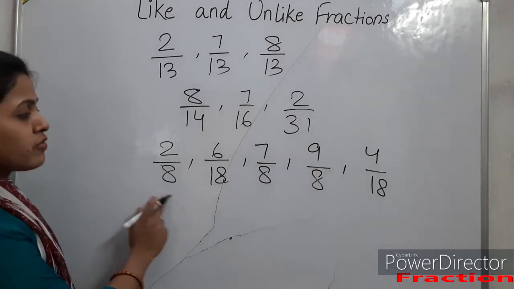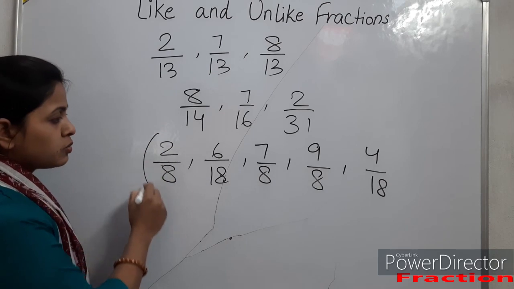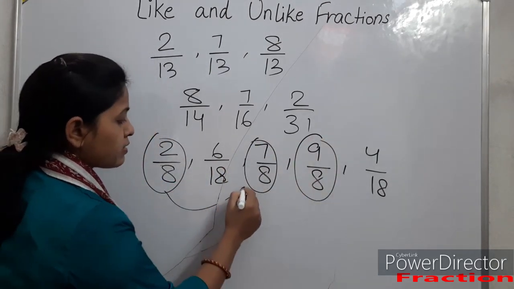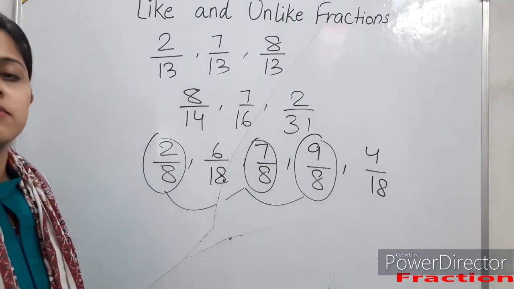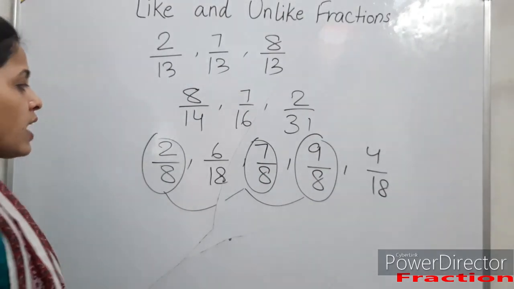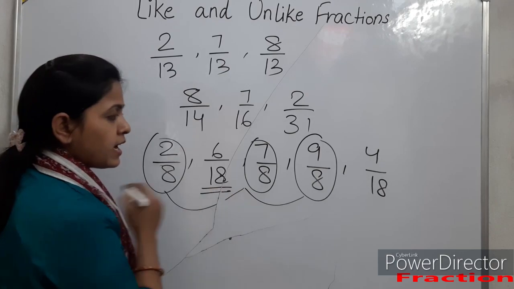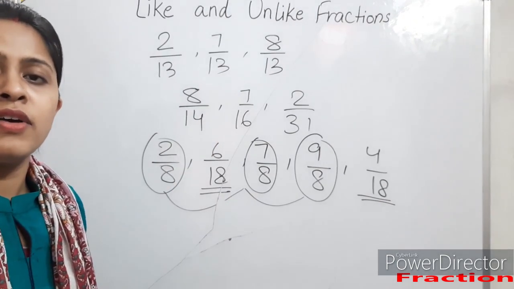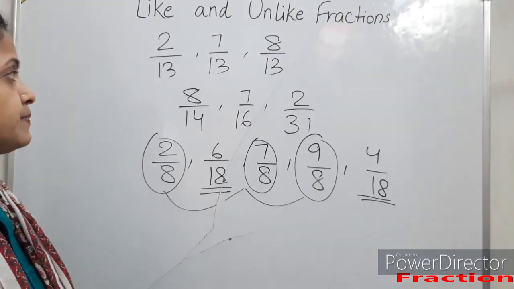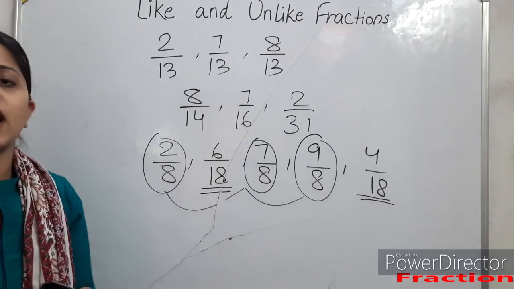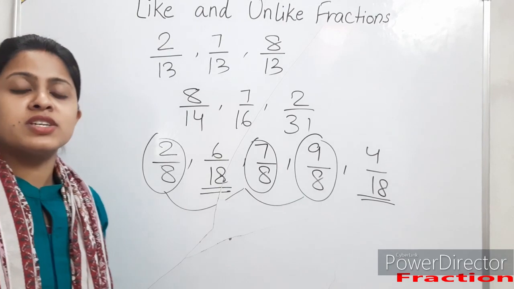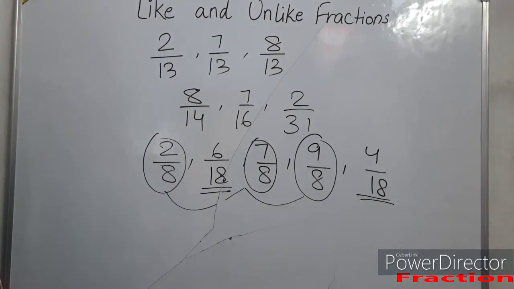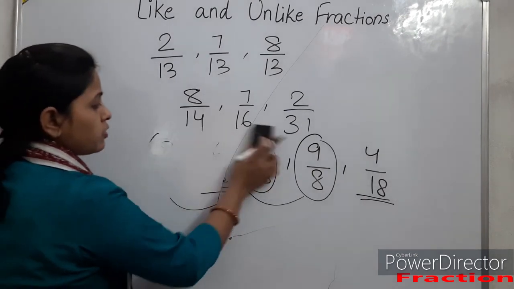So what are the like fractions among these? 2 by 8, 7 by 8 and 9 by 8. These three together come in the category of like fractions, whereas 6 by 18 and 4 by 18 come in the category of unlike fractions. This way we identify which fraction is like and which is unlike. Hope it is clear to you all.